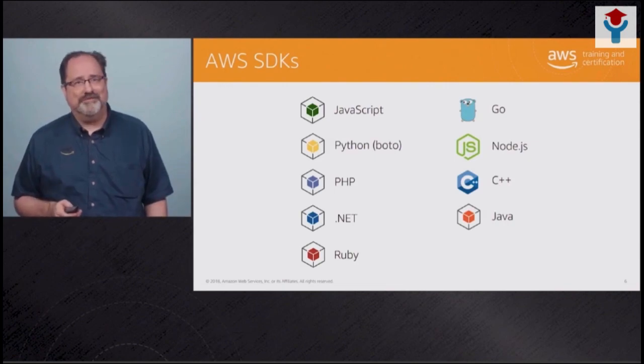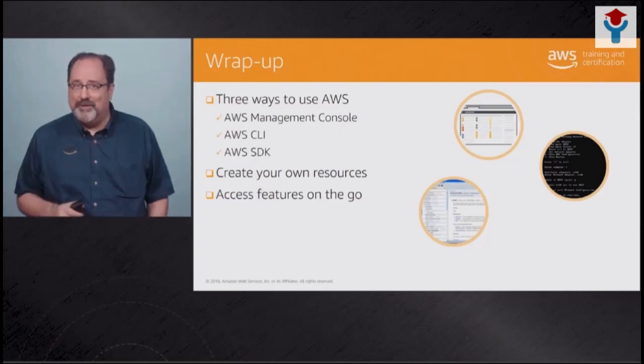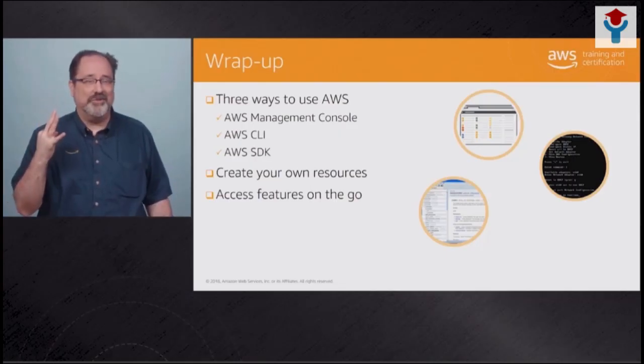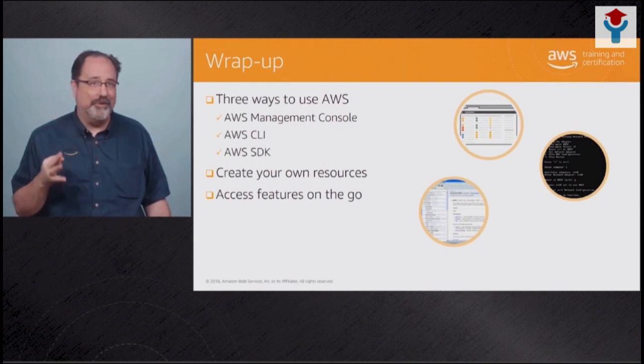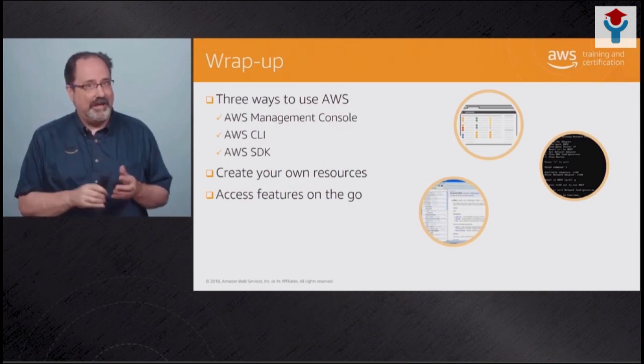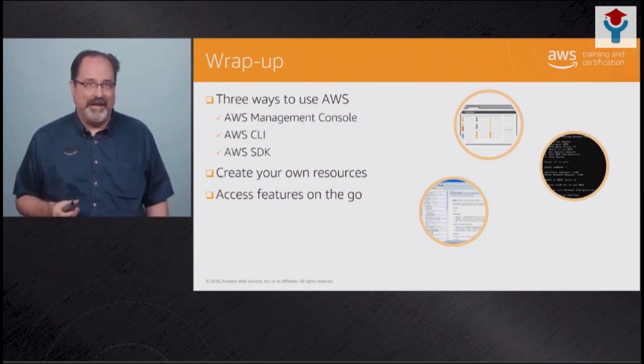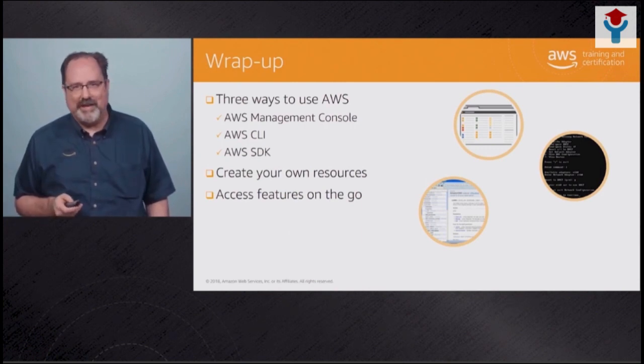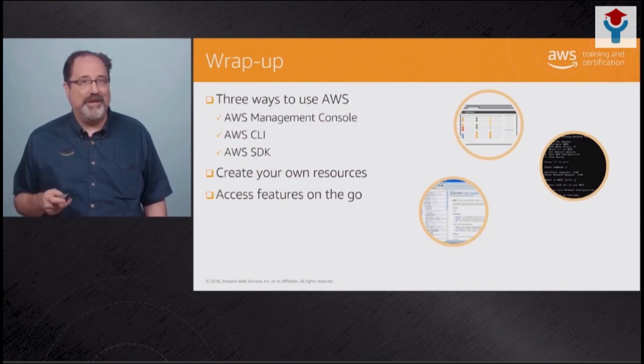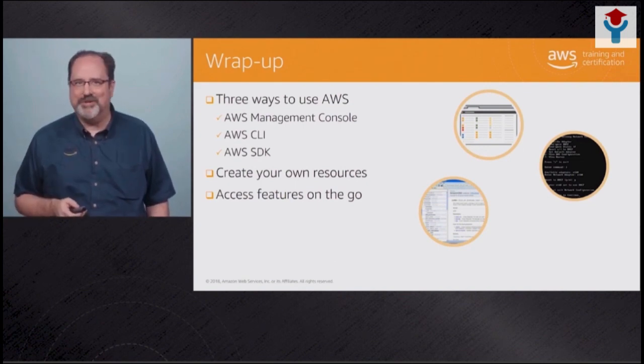All right, let's wrap up by summarizing what we've covered. AWS offers three different ways to create and manage AWS resources on your platform: the console, the AWS CLI, and the SDKs, all of which reference the AWS API. You have the flexibility to create your own resources and access features on the go. With multiple interfaces, you have what you need to get your job done. For more information about these tools, visit amazon.aws.com and search for the specific tool by name.